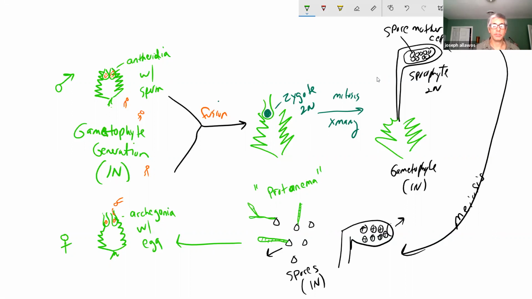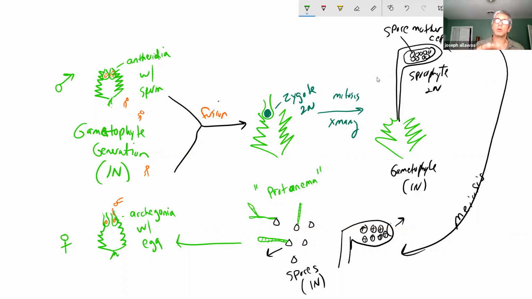So now we're back where we started. The gametophyte generation makes the gametes, sperm and eggs, fusion occurs, the zygote does mitosis to form the sporophyte generation, which is permanently attached to the gametophyte. Spore mother cells in the capsule of the sporophyte do meiosis to make the spores, which then germinate. We're back to haploid, and we've completed our life cycle. So I hope that makes sense to you.